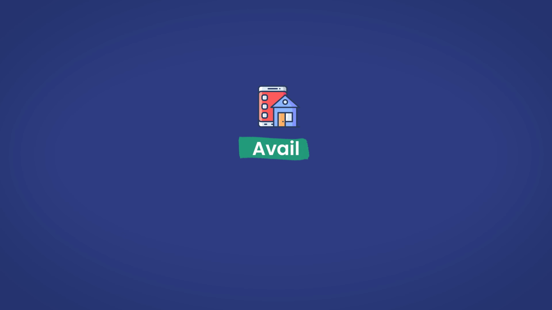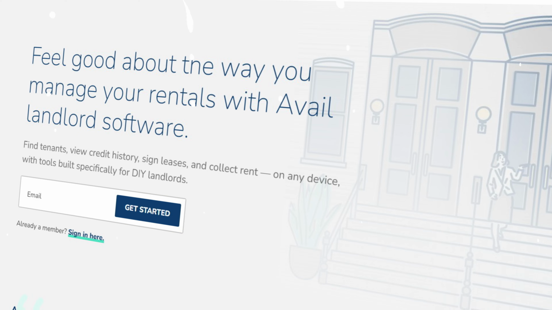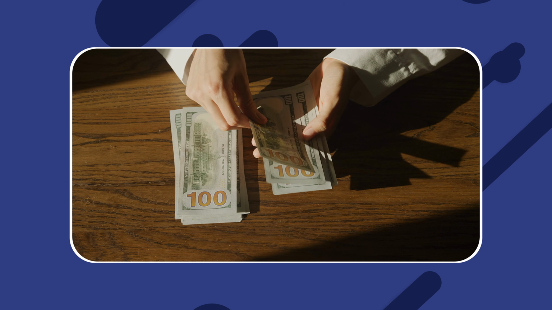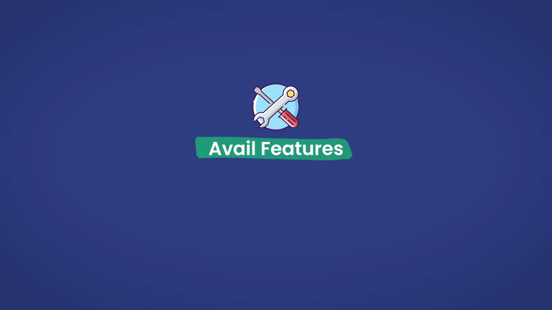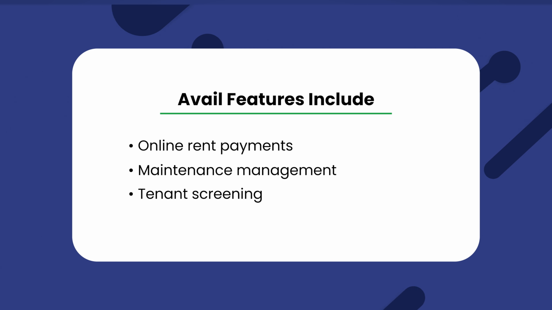Number 5, Avail. Avail is unique in that its free plan includes an unlimited number of units. With Avail, you can get some of the better premium features you get with other paid property management software, but the price for that upgraded plan is actually higher than what you'd typically pay. Avail Features. Online rent payments, maintenance management, and tenant screening.